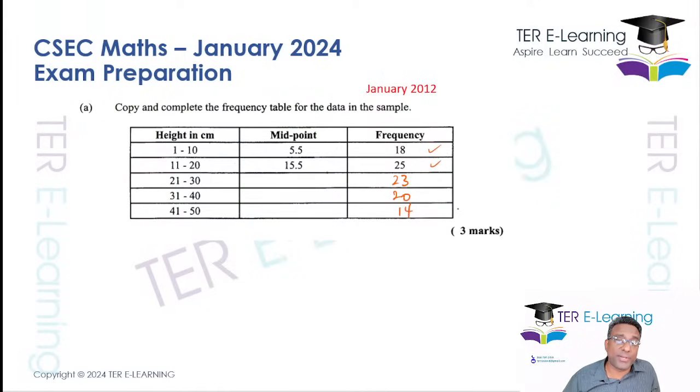So they want us to complete the frequency table. But if you notice, they have midpoints. Now, I've seen students in some exams trying to calculate the midpoint. If you notice what's happening here, you don't need to calculate the midpoint. You started off with 5.5. Next one is 15.5. So we expect this one here to be 25.5. So there's no need to calculate it. This one will be 35.5. And the last one will be 45.5. So that's your midpoint. So we're getting an easy 3 marks here just for completing that table based on the histogram. So that's your answer for that part of the question.